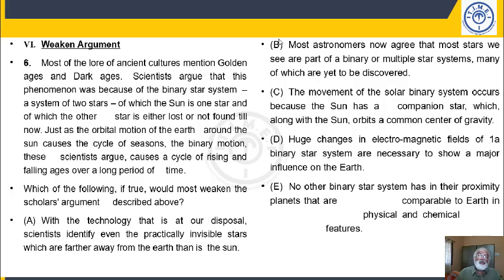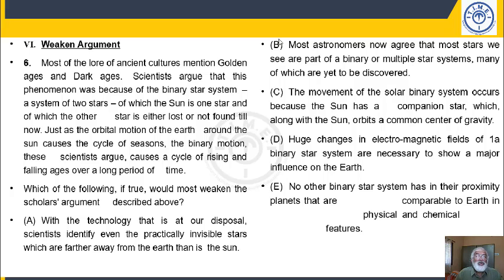Okay. Most astronomers now agree that most stars we see are part of a binary or multiple star system, many of which are yet to be discovered. That is not pertinent to how it relates to us on Earth, where we have golden ages and dark ages. The movement of the solar binary system occurs because the sun has a companion star which along with the sun orbits a common center of gravity. That tells you how the binary system would work if it was there. But we are talking about the binary system actually making available or providing some impact on the ages itself.